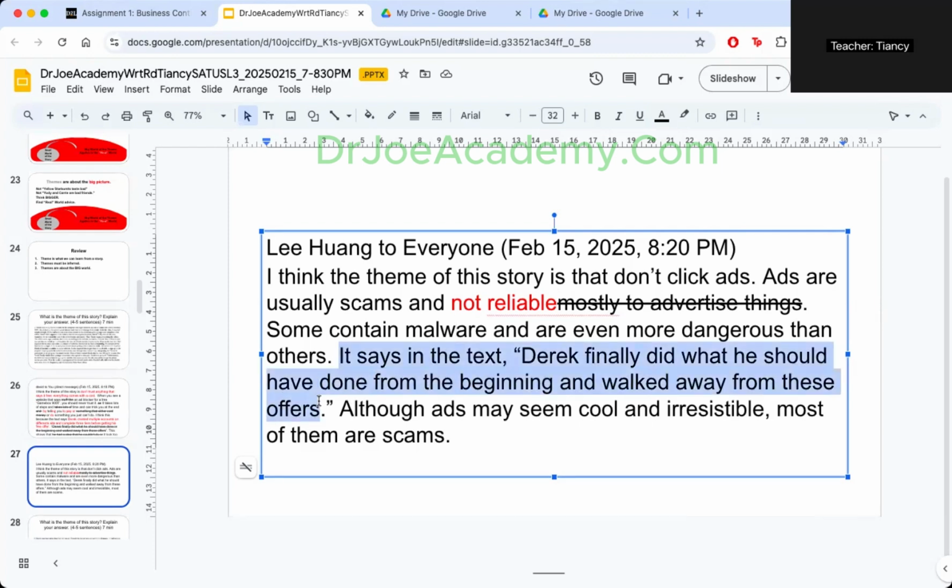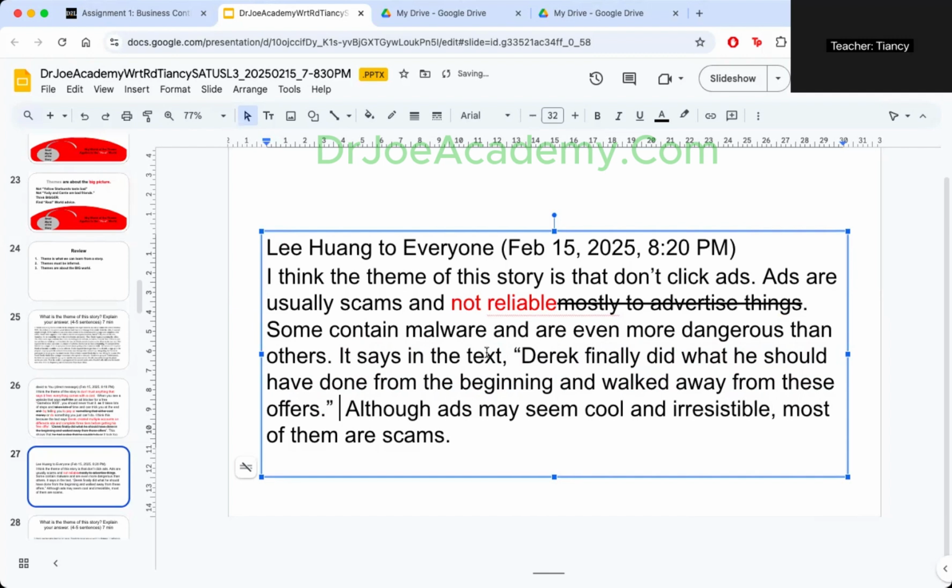Why did you choose this quote, Lee? To say that Derek should have not clicked the ad. Pardon? Can you repeat that for me? To say that Derek should have not clicked the ad. To say that Derek shouldn't have clicked that. Okay.